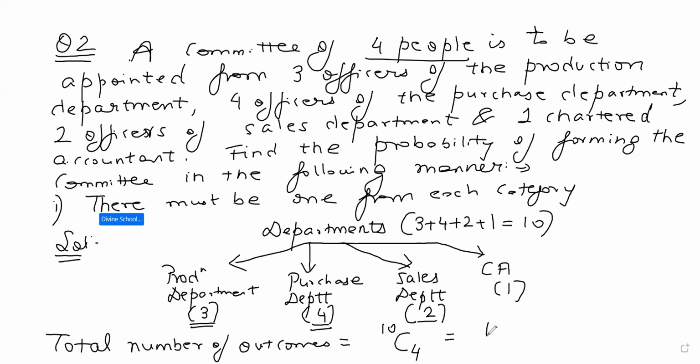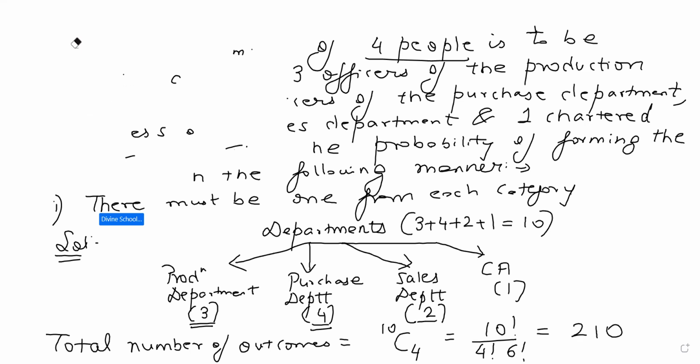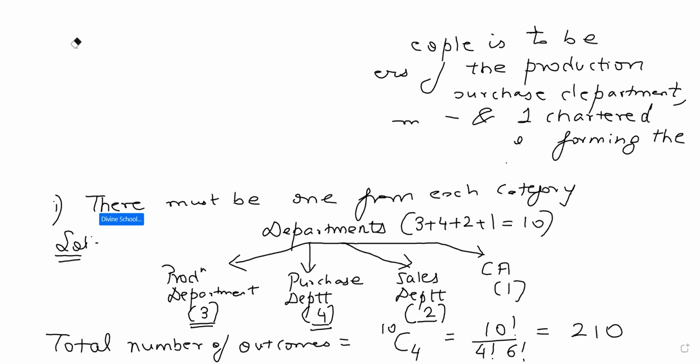And now you can calculate this. It's 10 factorial upon 4 factorial, 10 minus 4, 6 factorial. Students by now should know how to work out the factorials. The answer is 210. Now this is my total number of outcomes. Favorable outcomes is what? I need 1 from each department. So I'm erasing the question now. We don't need the question. Students can see the flow chart I've drawn on the screen, so that should be sufficient.